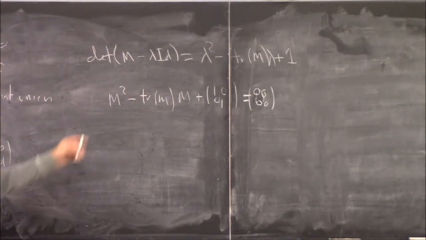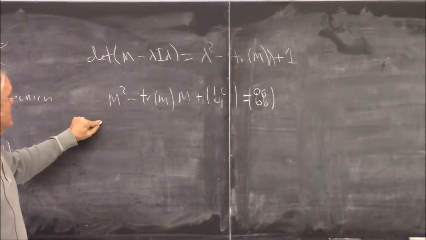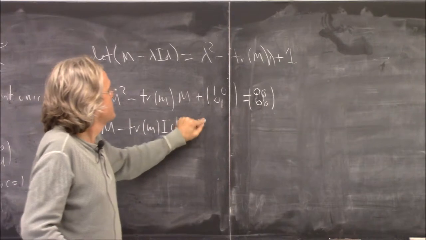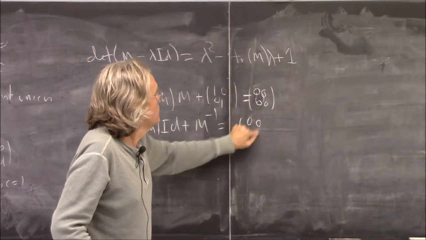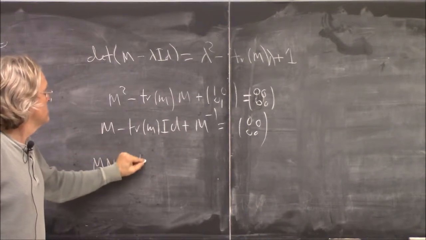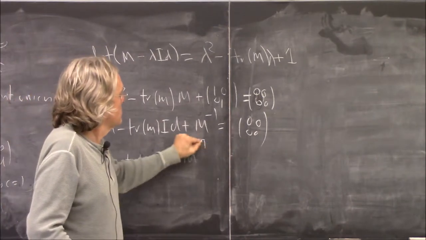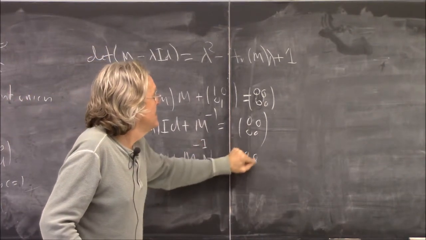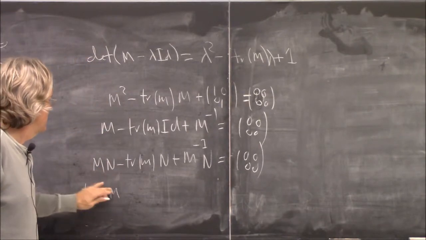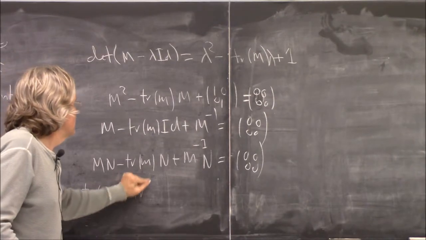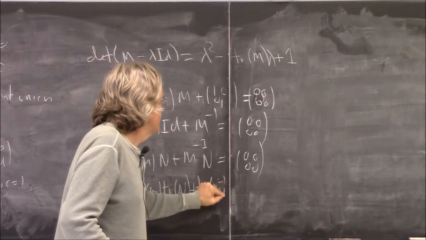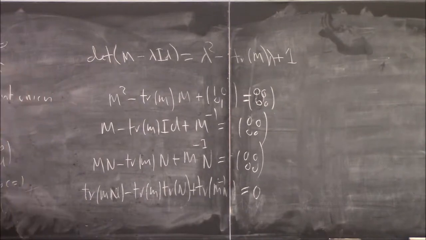That's well and good, but it'd be better if we got rid of the square. So we multiply 3 by M inverse. And then we multiply by another matrix, just because we can. And now we take the trace, and we remember that the trace is linear. And we get the trace of MN minus the trace of M times the trace of N plus the trace of M inverse N is zero.